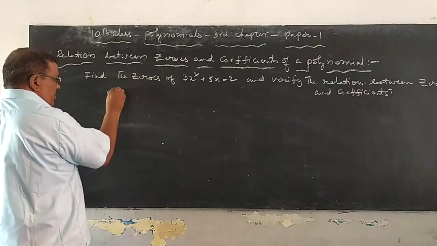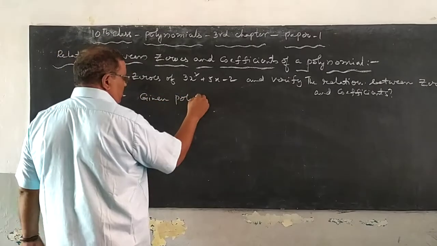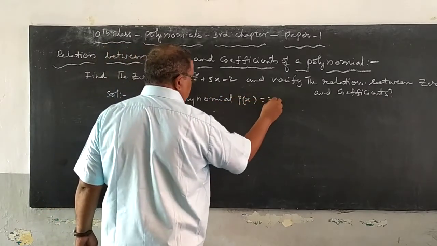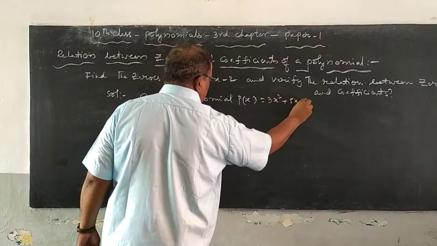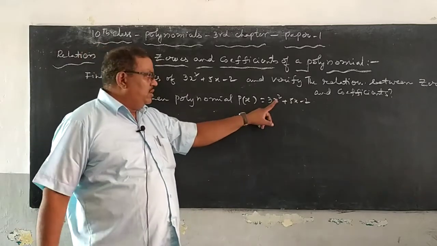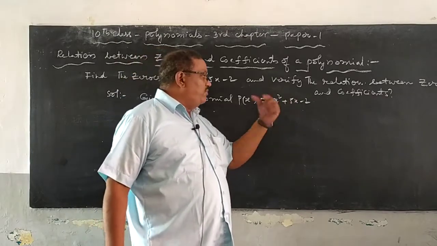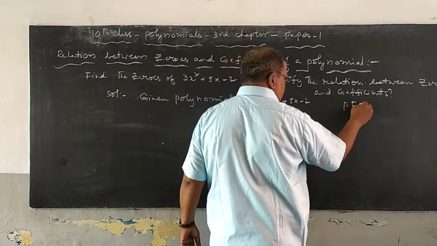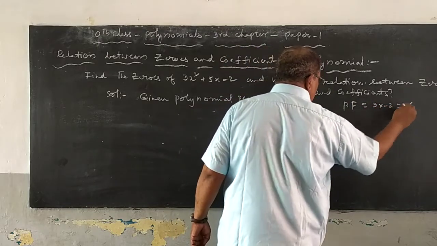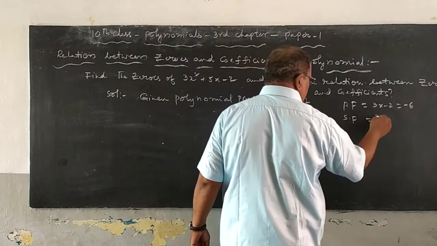Given polynomial is p of x equal to 3x square plus 5x minus 2. Find the zeros of p of x. How do we find the zeros? The coefficient of x square is 3, the constant term is minus 2, the product of factors is 3 into minus 2, that is minus 6. The sum of factors, you know, is the coefficient of x, that is 5.